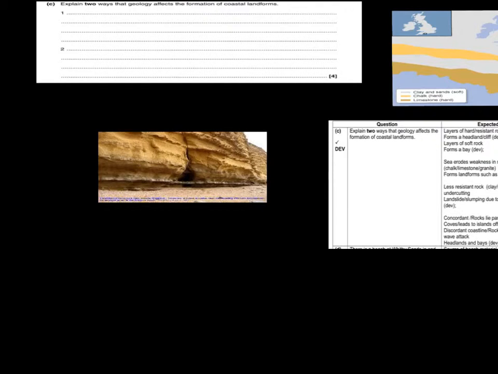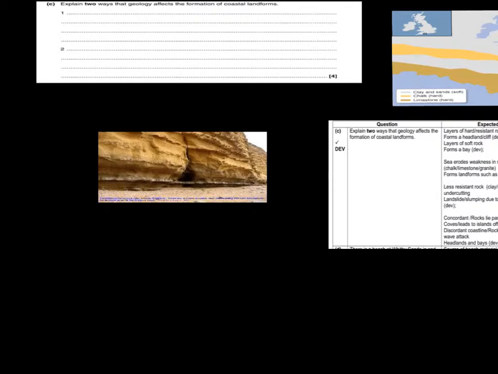are going to form. So, if we're talking about hard rocks being more resistant, 1 mark, forming stacks, stumps, arches, 2nd mark. We could talk about soft rock, clays for example, easily eroded, forming bays, cliffs rapidly eroding from slumping and easy erosion. Again, 1 mark for soft rock, easily eroded, forming bays.